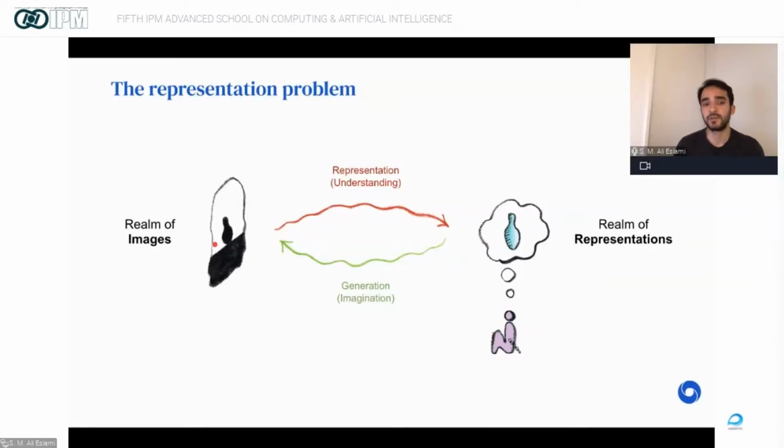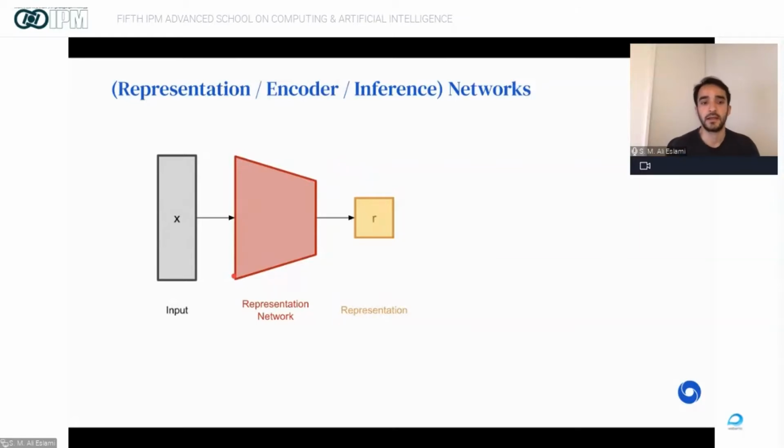Another way of looking at it is that the red arrow is computer vision and the green arrow is computer graphics. And of course, in machine learning, we have lots of techniques for both of these arrows. Commonly known words or phrases used to describe these techniques are representation networks, encoder networks, or inference networks. I'm going to use a notation where an input is X, and imagine X is a high-dimensional image, which is fed to a representation network that produces a representation vector.